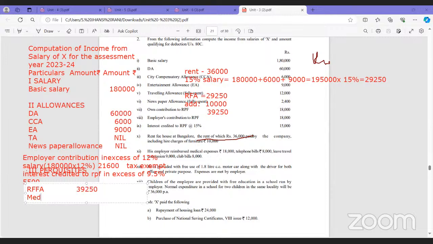Medical expenses. And whatever the employer is paying, all this comes under perquisites, telephone bill. These are all fully taxable. LTC, that is leave travel concession, and club bills.